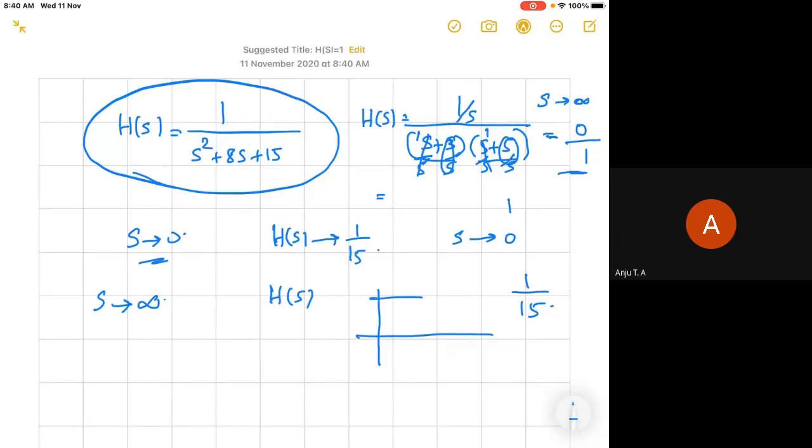So this is basically, it passes with an attenuation of 1 by 15 here, and eventually at infinity this goes to 0 value. So we don't know exactly whether it is a low pass filter, but we know that at low frequency it passes. It may have some other notch or whatever, but we know at low frequency it gives an attenuation of 1 by 15, and at s equal to infinity, it doesn't allow the signal to pass through.